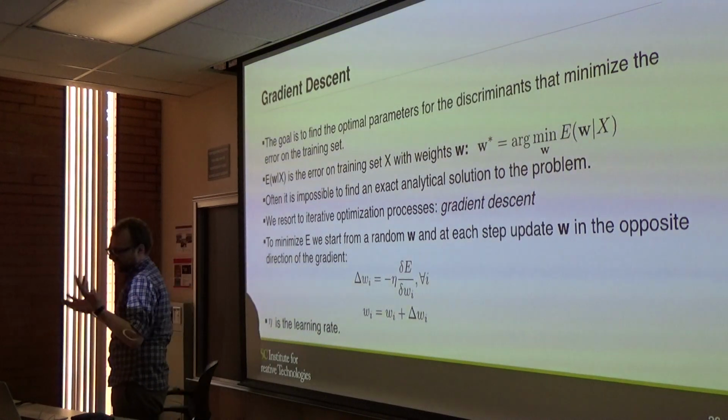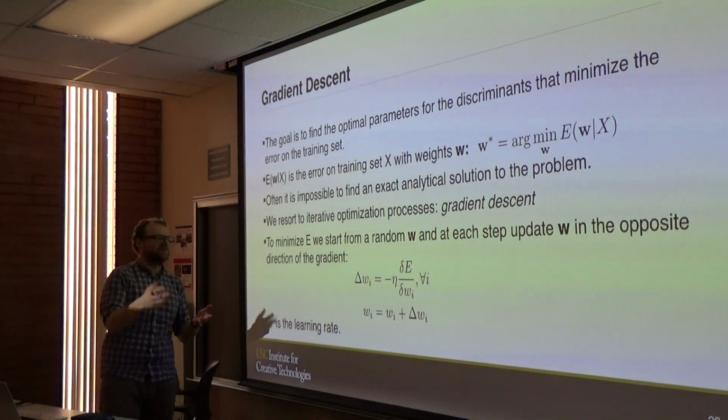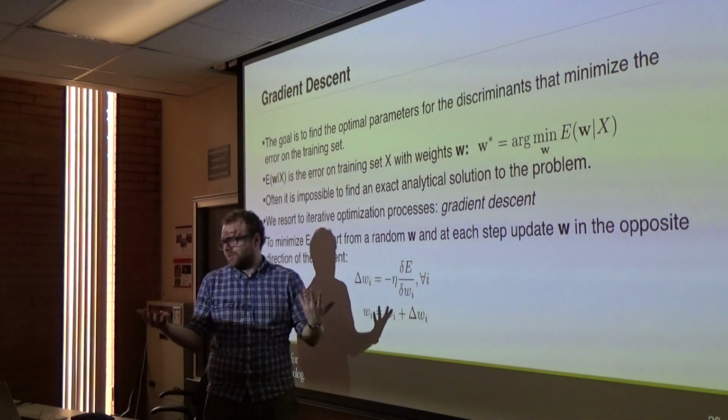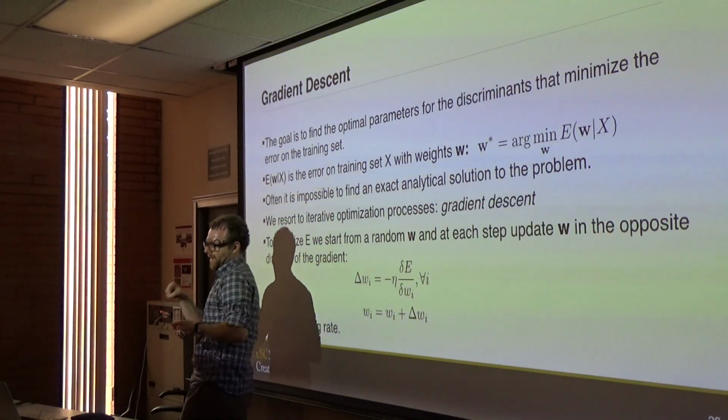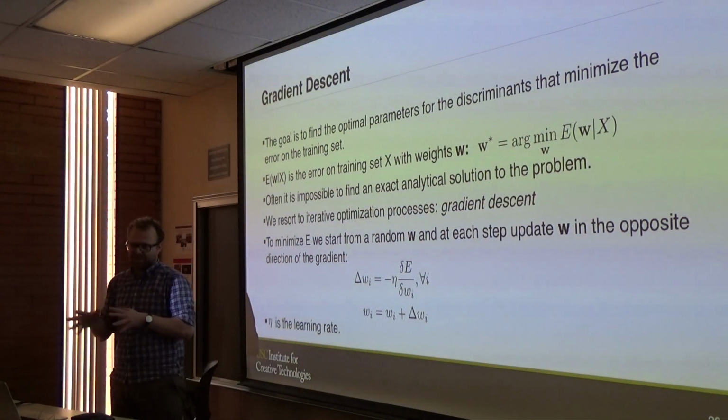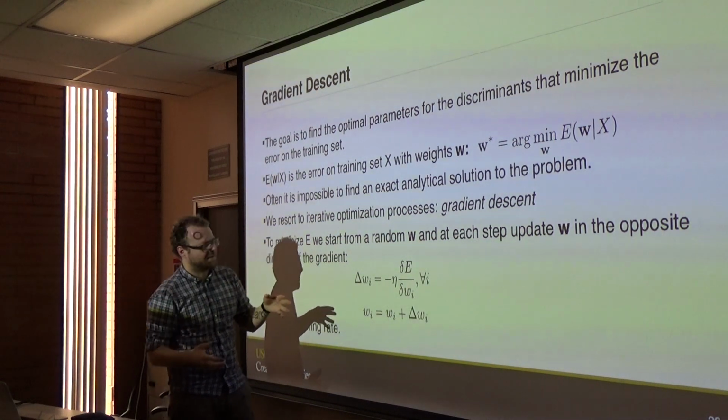So if you have 2 parameters, you need to do 2 of these. If you have a neural network, you need to do this for every single connection. Okay, and we're going to come to that today, but that's why I want to highlight this again.